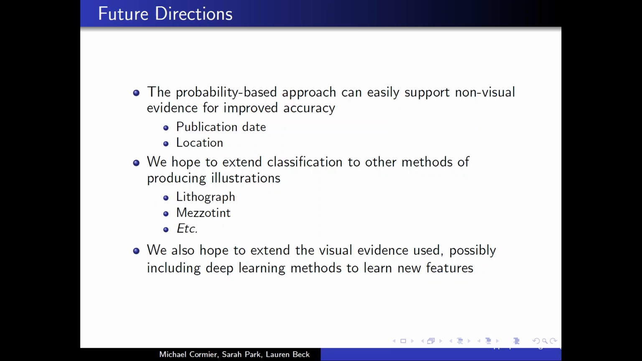We also hope to extend the visual evidence used, possibly including deep learning methods to learn new features that would replace or supplement the standard gradient method. All in all, we believe that this is a very useful contribution to the problem of generating metadata for very large scanning projects that are making art and literature broadly available over the internet.